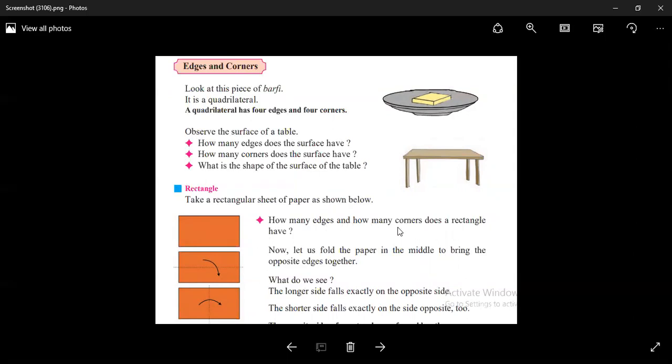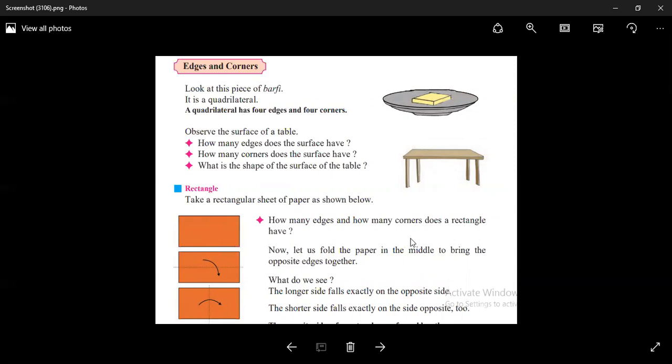How many edges and how many corners does a rectangle have? Now they have taken a rectangle sheet of paper and they have asked how many edges and how many corners are there. So the edges are 1, 2, 3 and 4 edges, and corners 1, 2, 3 and 4. So these are the four corners and four edges of the rectangle.